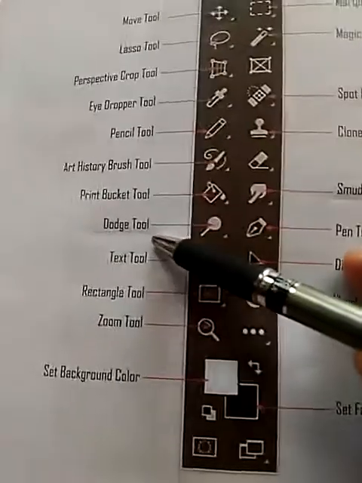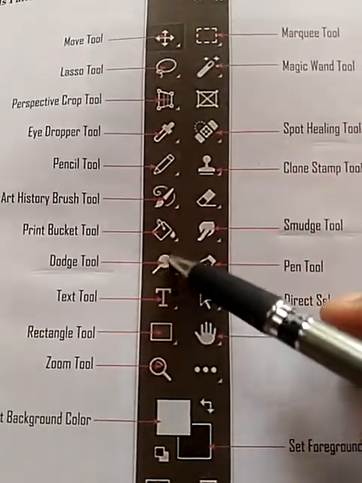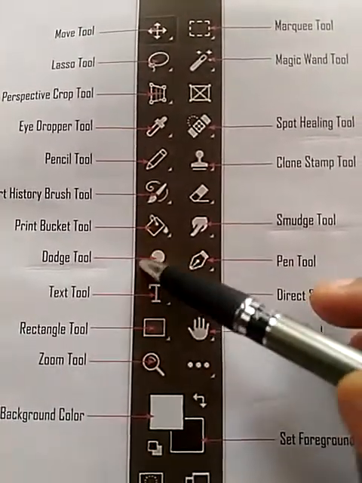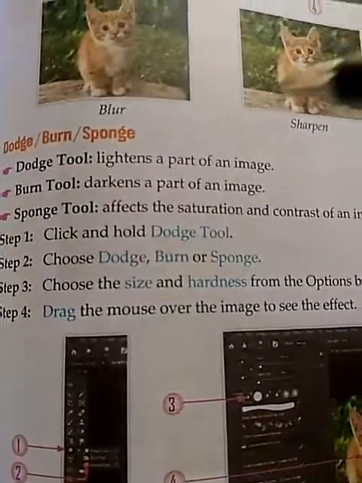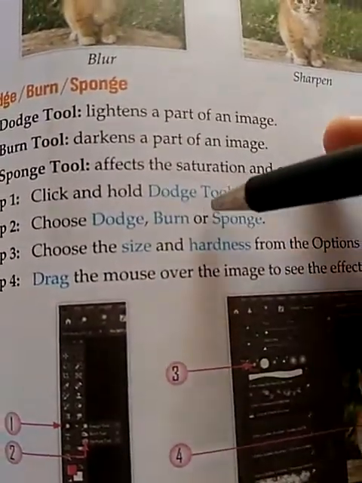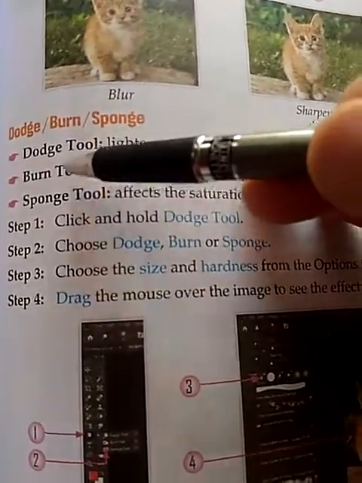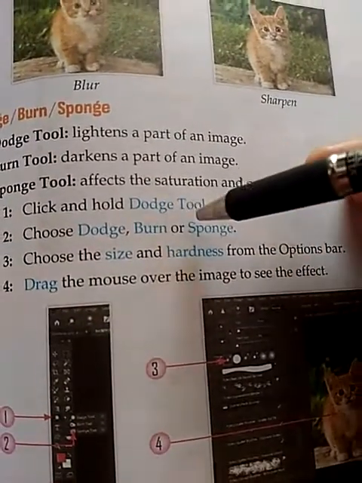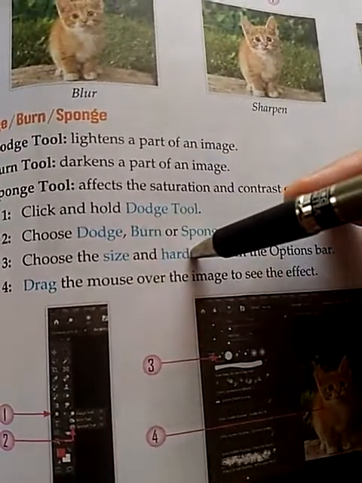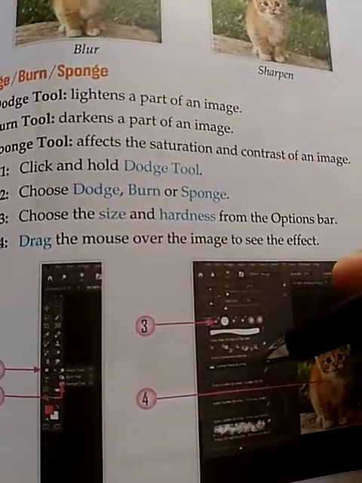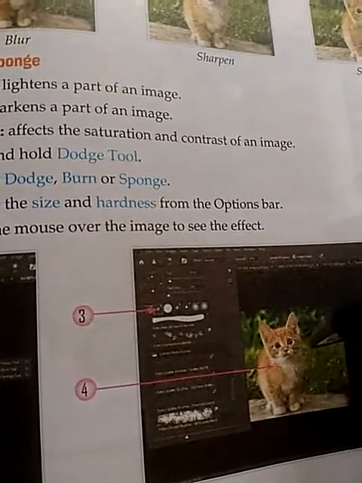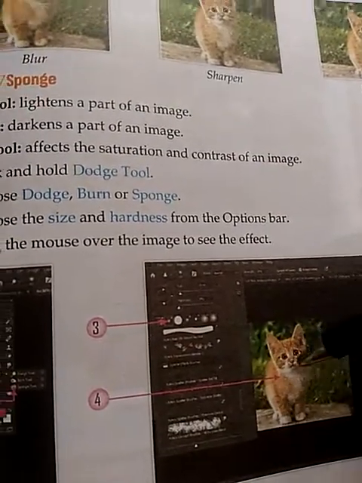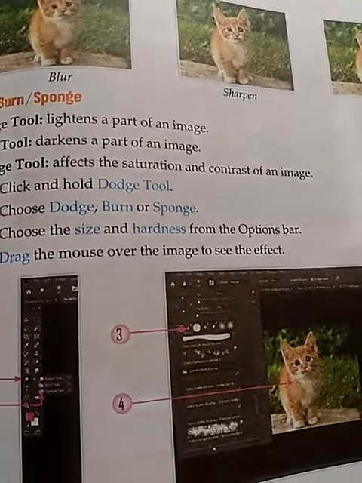This is again the dodge tool, present on the toolbar. Click on this. You will find these options here, that is dodge, burn and sponge. Select any of the options which you want to have. After that, select the hardness and the size of the brush. After that, you just drag your mouse over the image to apply the desired effect.